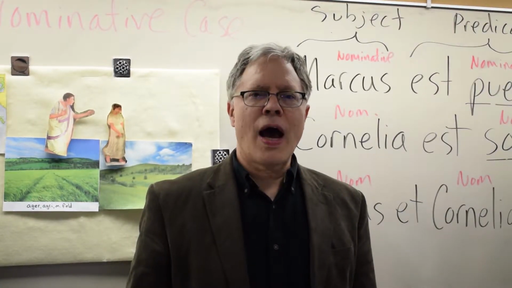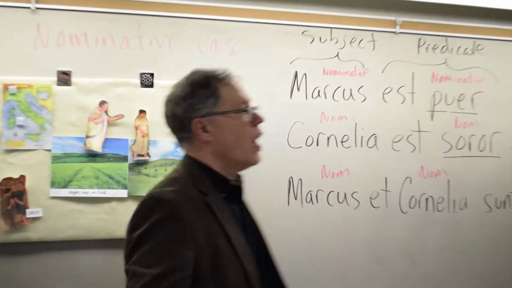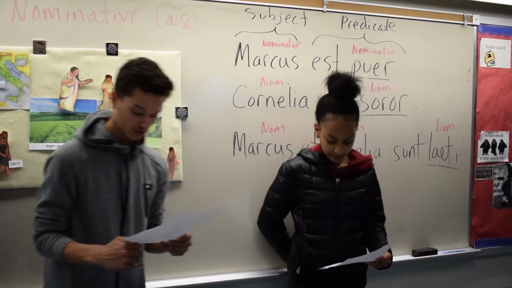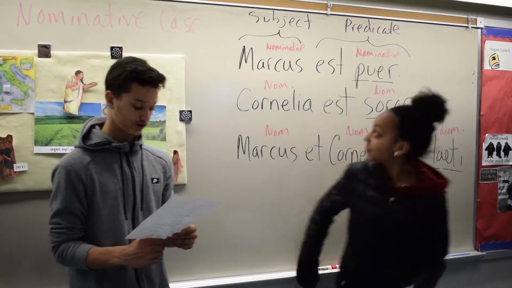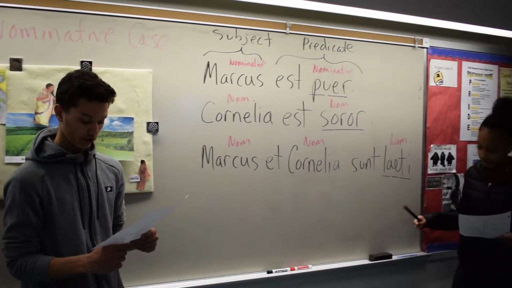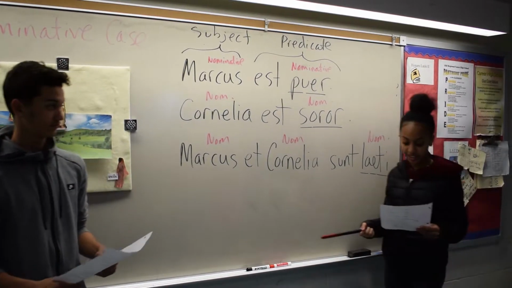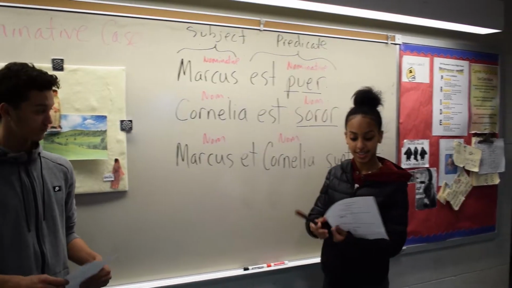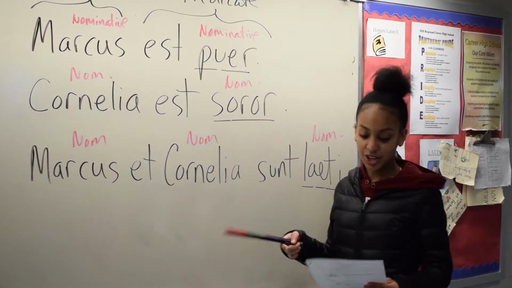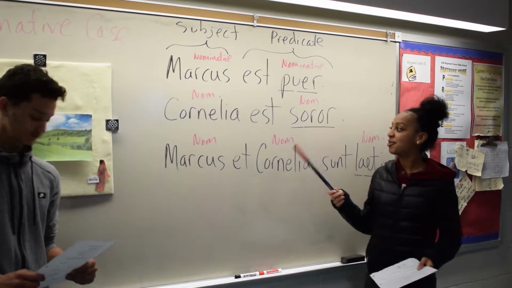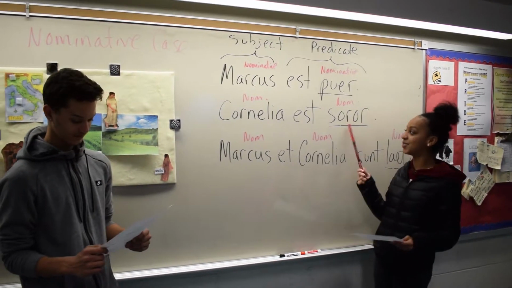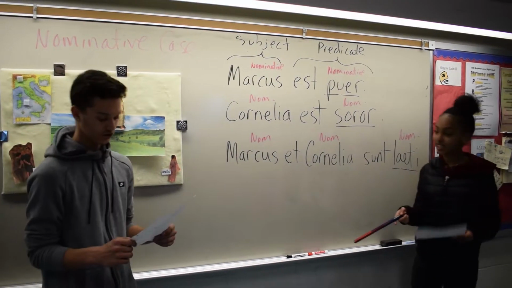Scene 2. The nominative case as complement or predicate nominative. The nominative case is also used if you want to say who or what the subject is. Marcus is a boy. Cornelia is a sister. Marcus and Cornelia are happy. In those sentences, you're saying who Marcus is, a boy, who Cornelia is, his sister, and you're describing them with a modifier, happy. In Latin, this would be Marcus est puer. Cornelia est soror. Marcus et Cornelia sunt laeti.